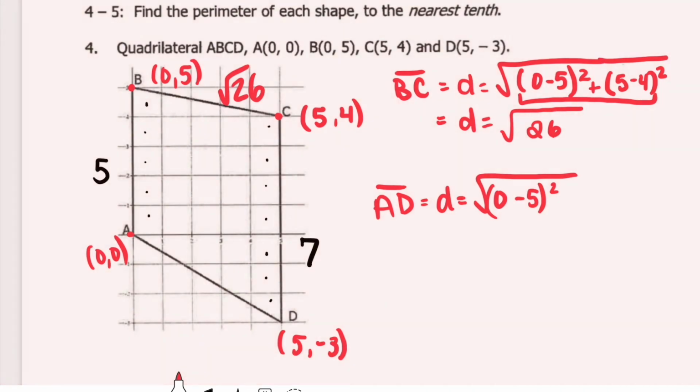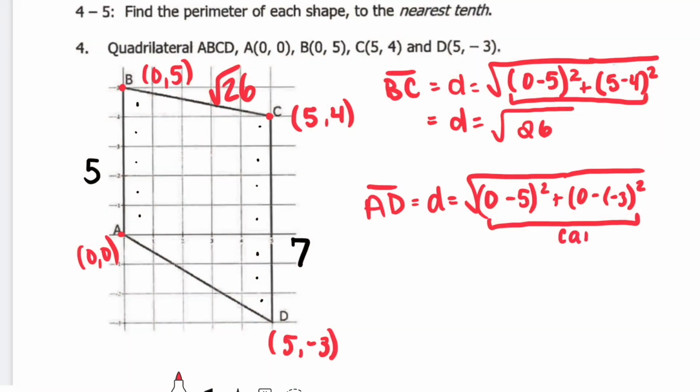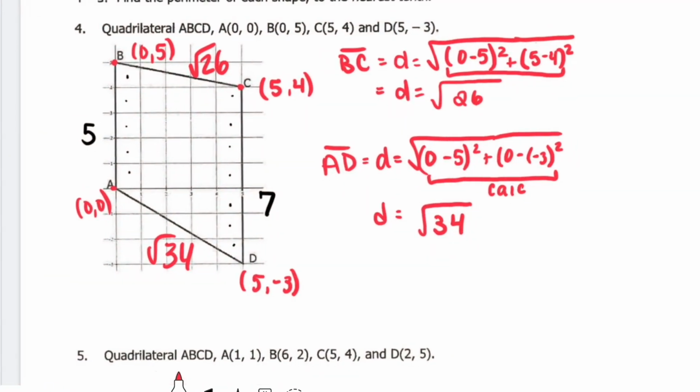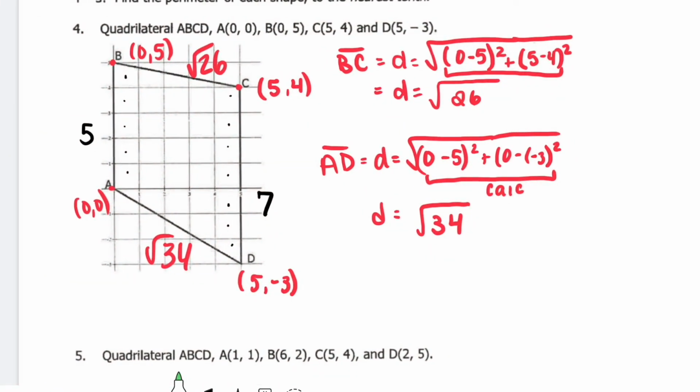And again, you can plug everything underneath the radical into the calculator. And you're going to end up with rad 34 there. And both of those radicals can't be simplified, so you don't have to worry about simplifying them.